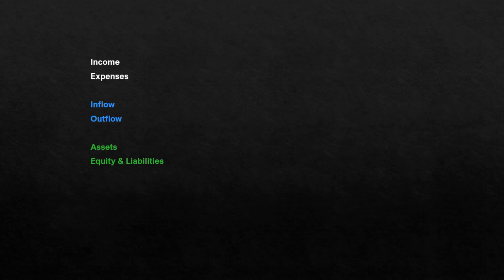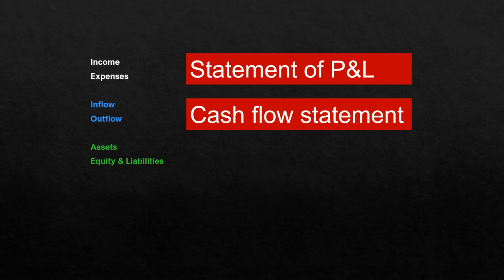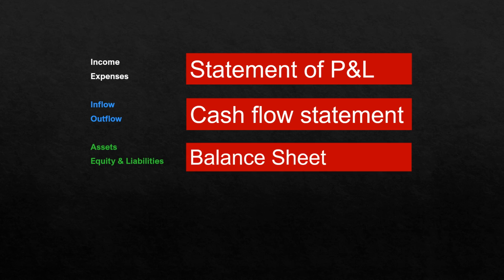So we have just seen these 7 ideas: income, expenses, inflow, outflow, assets, equity and liabilities. Now, of course, we also discussed this idea of profit, which is derived from the words income and expenses. Now, income, expenses and profit is reported on the statement of profit and loss. Inflow and outflow is reported on the cash flow statement. Assets, equity and liabilities are reported on the balance sheet.